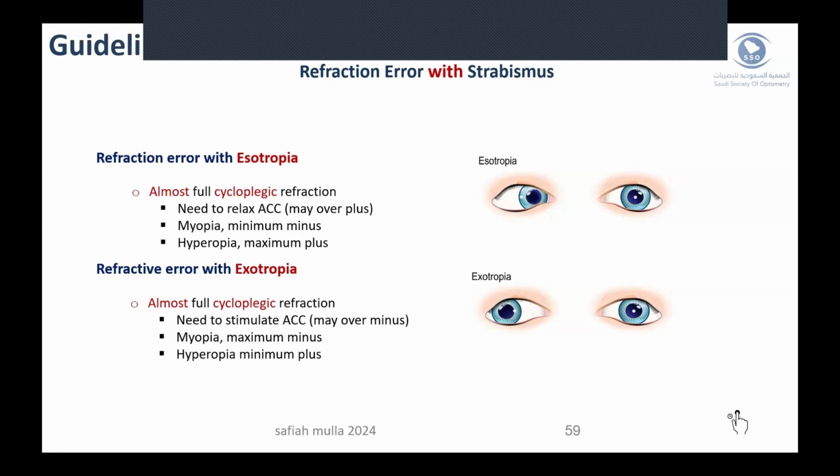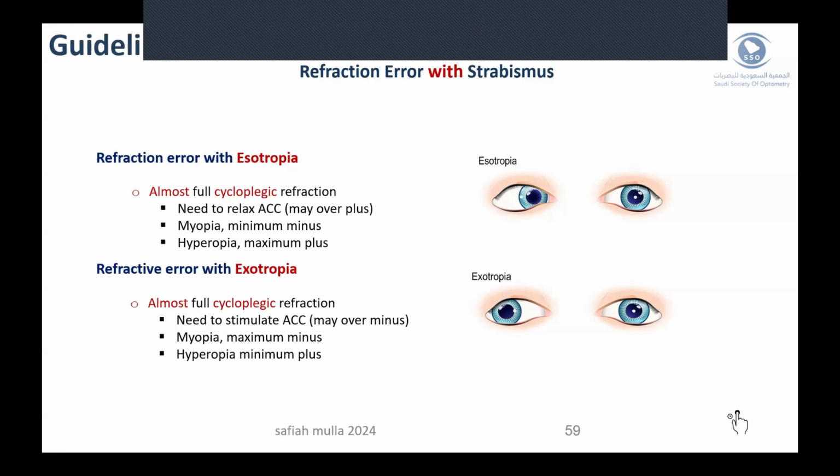If they have a myopia with the exotropia, then maximum minus is given to the child so that he can accommodate and then the eye will go in. If he's a hyperope, you're going to give him a minimum plus so that he will accommodate and make that eye come inside or become straight.